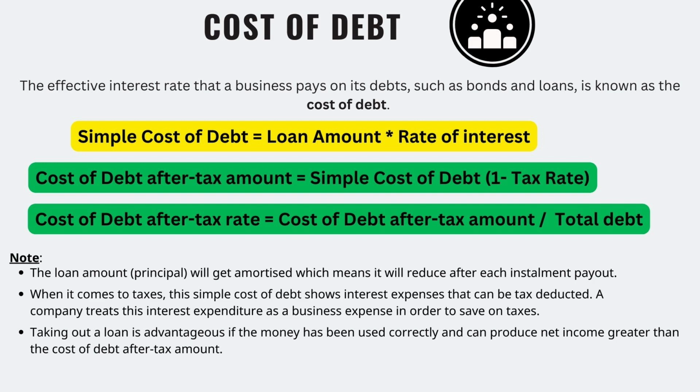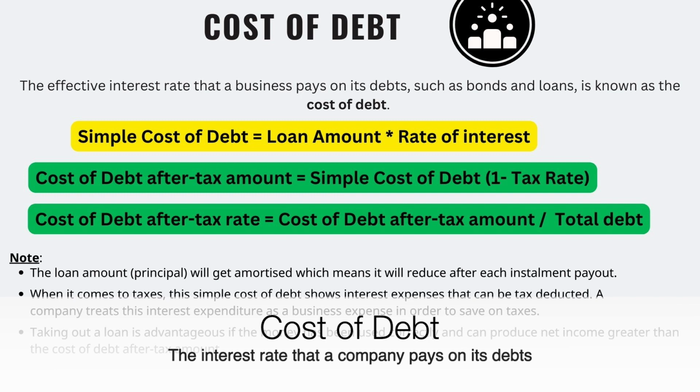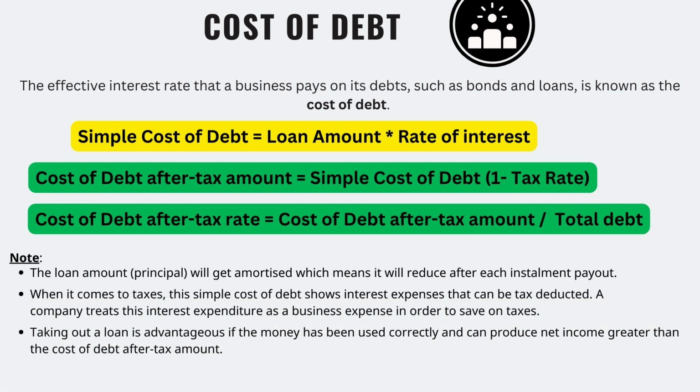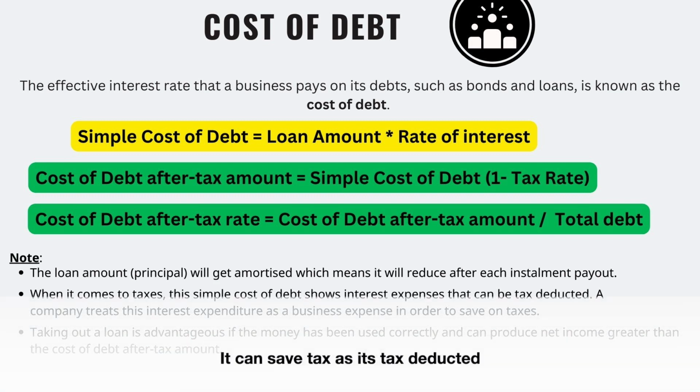Now the company can also raise capital by taking on debt in the form of business loans or by issuing bonds at a fixed interest rate. Cost of debt is nothing but the effective interest rate that the company has to pay on all of the debt that it has taken. Here is the equation for simple cost of debt, which is taking a business loan at a particular rate of interest. So multiplying the loan amount by the rate of interest will give us the simple cost of debt. Now these interest expenses on the company debt can be tax deducted as they are considered a business expense and can be used to save tax.